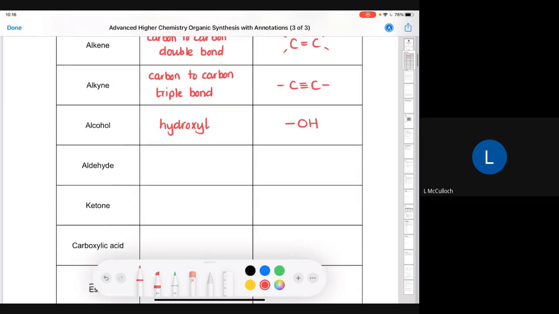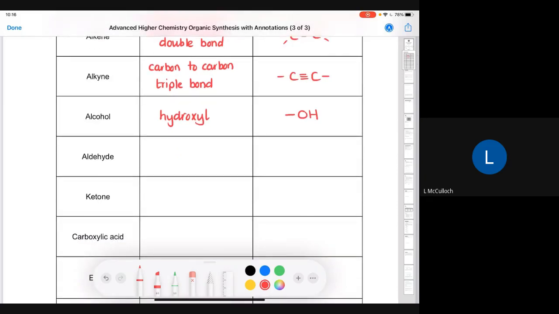For our aldehyde, the name of the functional group is a carbonyl group. And a carbonyl group in an aldehyde is a C double bond O with an H that's then just attached to something else.